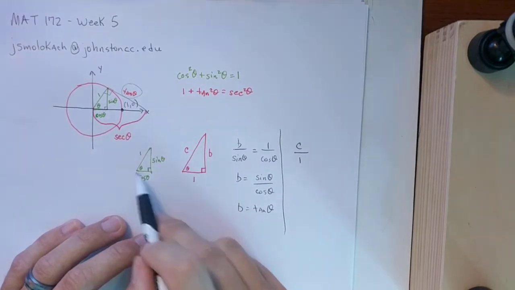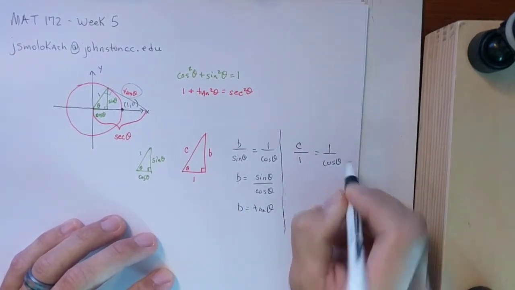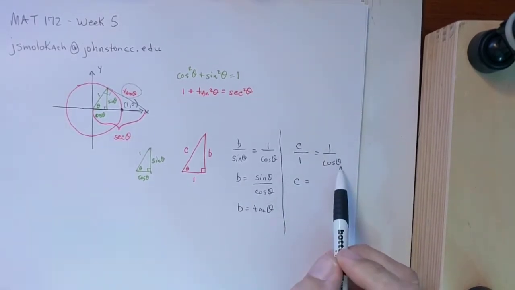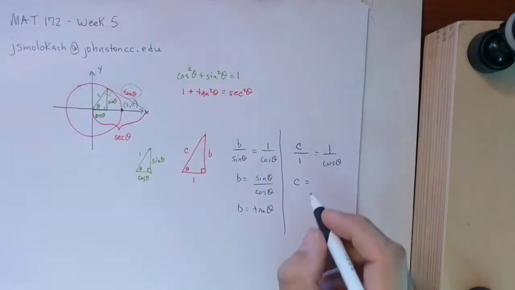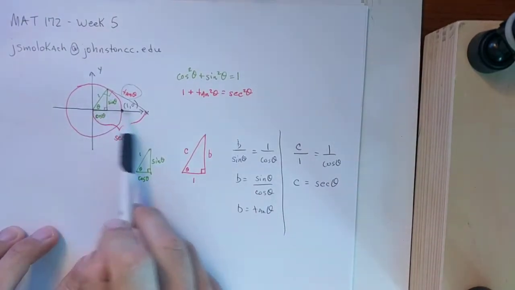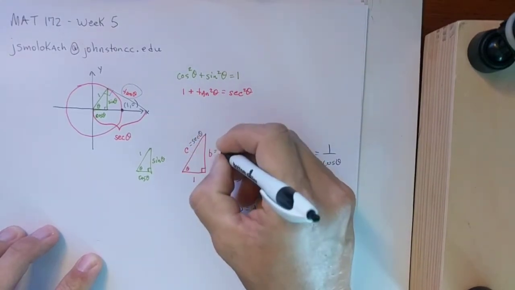The hypotenuse is the hypotenuse, as the short leg is the short leg, right? Well, what is C divided by 1? It's just C, right? And 1 over cosine theta, according to our definitions, is secant theta. Okay, so that's the reason why those are called what they are, right?